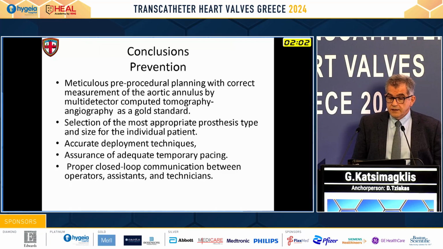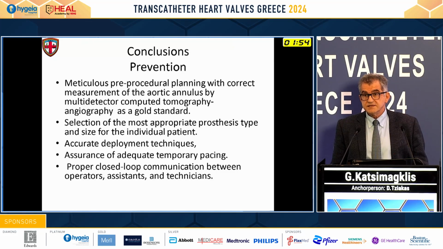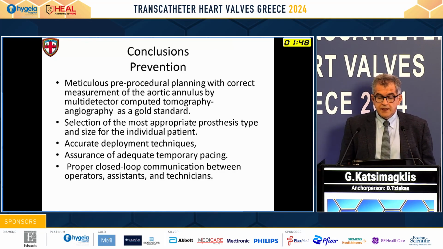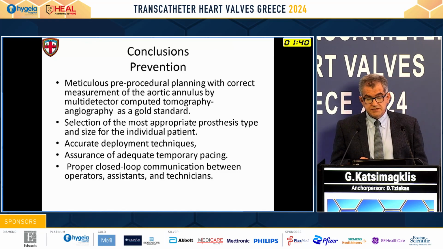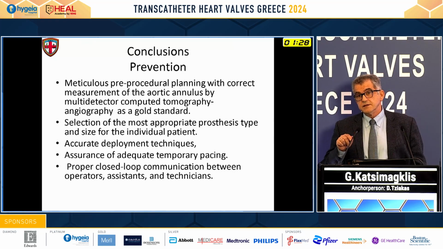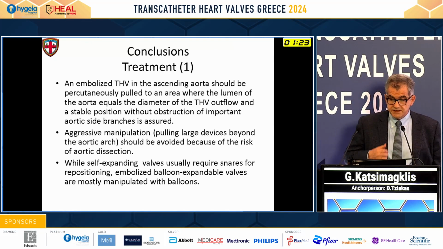Let's proceed with the conclusion. With regard to prevention, we propose that meticulous pre-procedural planning with CT angiography and correct measurements should always be the gold standard. Also the selection of the most appropriate prosthesis type and size for the individual patient, accurate deployment techniques, assurance of adequate temporary pacing, and proper closed-loop communication between operators, assistant and technician. This is for the pacing especially.